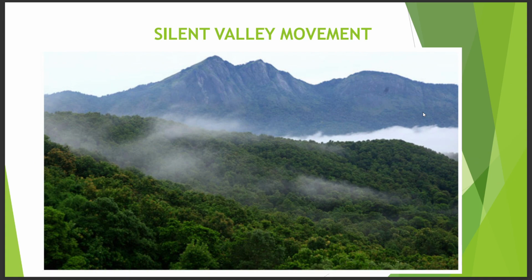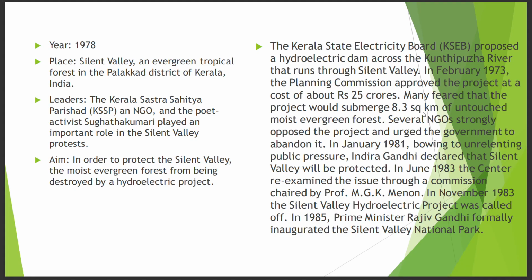This is the Silent Valley movement. In the year 1978, the Kerala State Electricity Board proposed a hydroelectric dam across the Kundipura river that runs through Silent Valley. In February 1973, the Planning Commission approved the project at a cost of 25 crores. Many feared that the project would submerge 8.3 square kilometers of untouched moist evergreen forest.